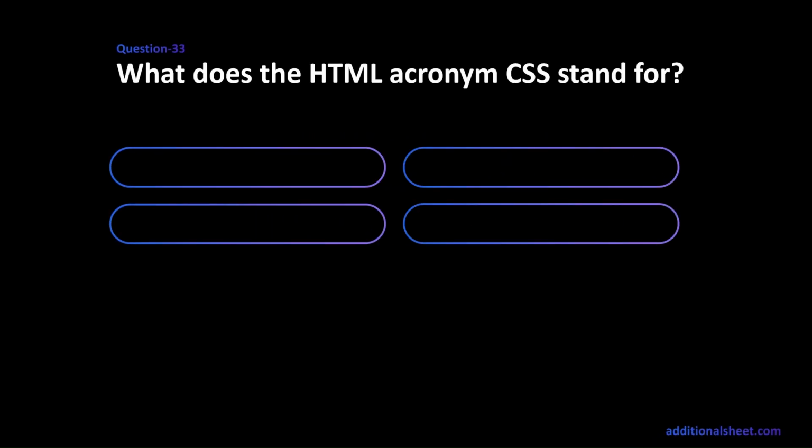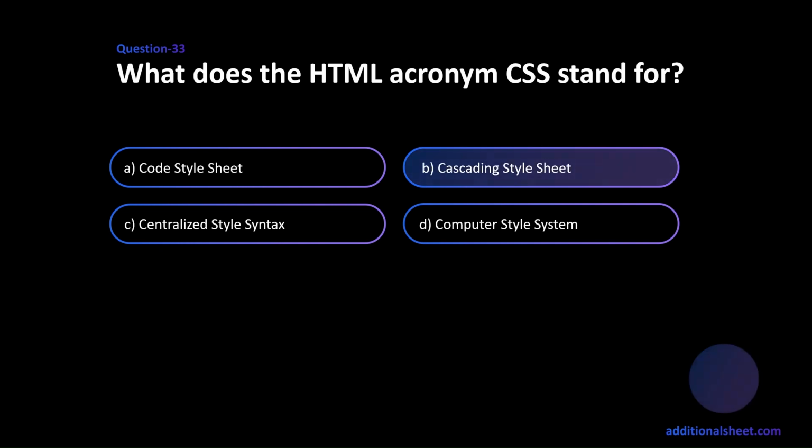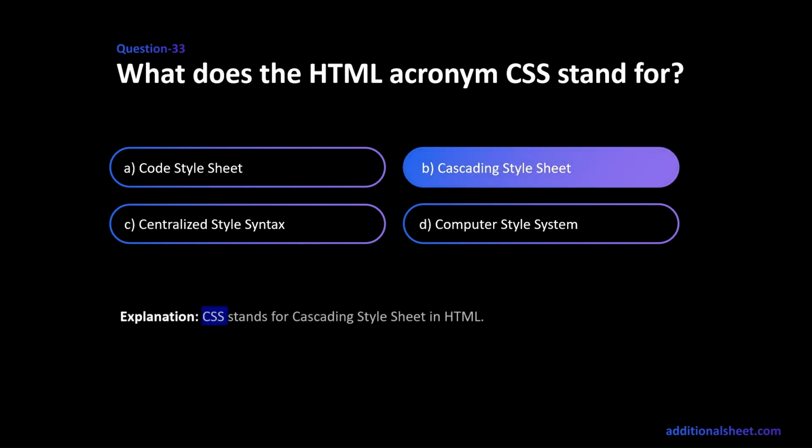Q33. What does the HTML acronym CSS stand for? Options are A. Code style sheet, B. Cascading style sheet, C. Centralized style syntax, D. Computer style system. The correct answer is option B. CSS stands for Cascading Style Sheet in HTML.